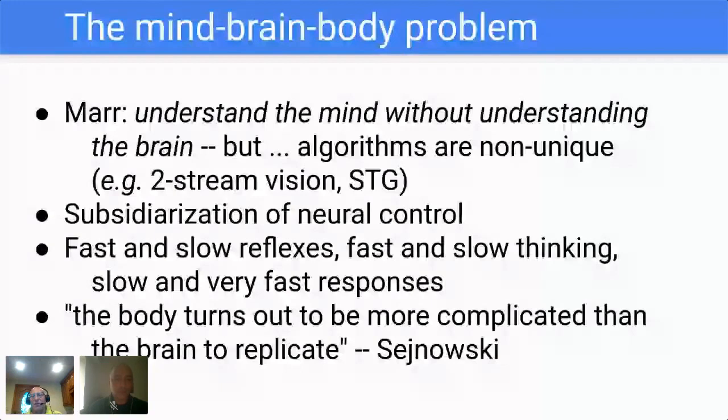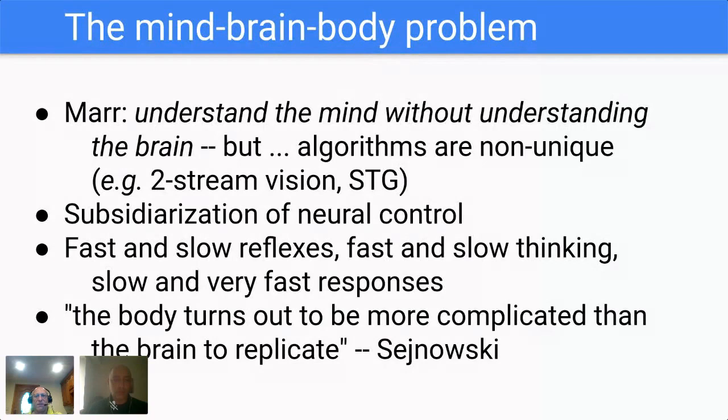Fast and slow thinking, of course, vastly popularized by a recent book, fast and slow reflexes, and some very fast responses, remarkably fast. So for example, Thorpe has written about how you can identify scenes in as little as 100 to 200 milliseconds, and points out that a baseball player will be able to interpret where the ball is going within, well, 200 milliseconds is basically all he or she has to hit the ball. So these really very fast responses, again, require subsidiarization, require practice, require presumably the cerebellum, and very different sets of systems that are interacting in this complex way.